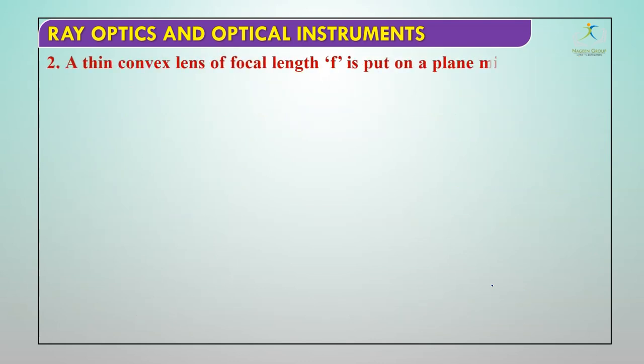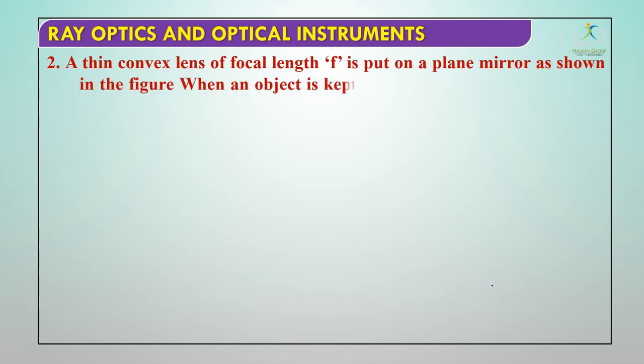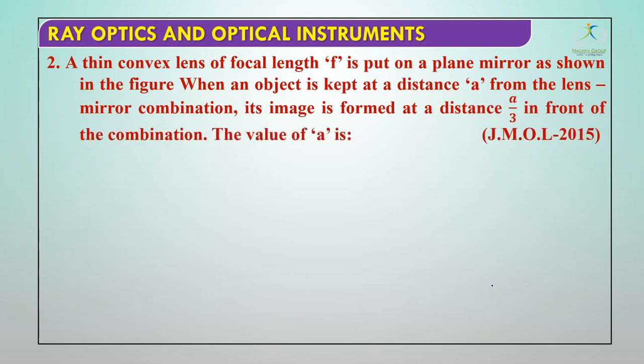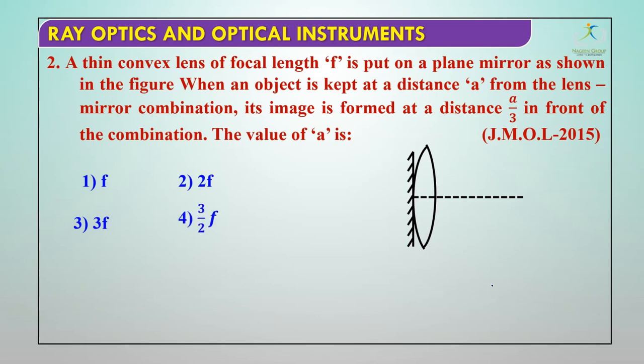Next question we have: a thin convex lens of focal length small f is put on a plane mirror as shown in the figure. When an object is kept at a distance small a from the lens mirror combination, its image is formed at a distance a by 3 in front of the combination. The value of a is, this is the diagram, f, 2f, 3f, 3 by 2 f.